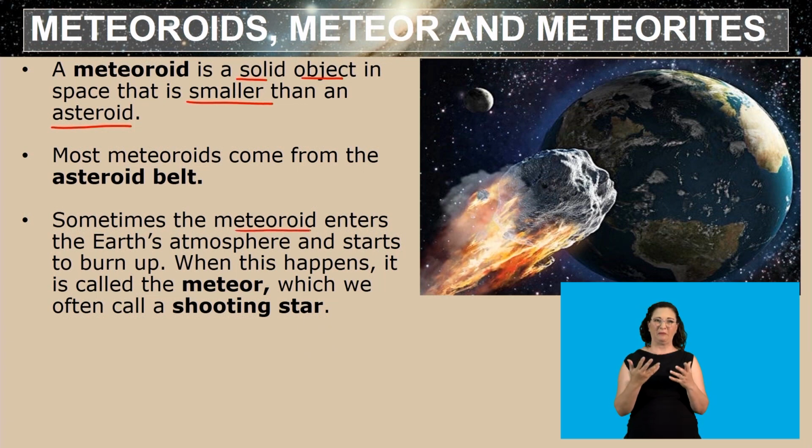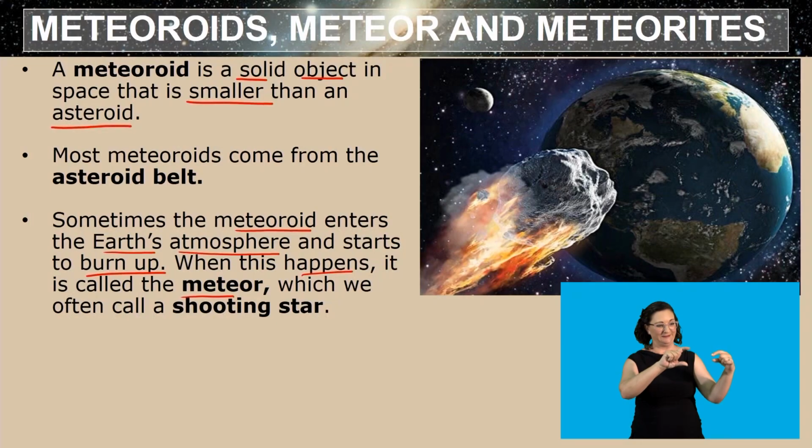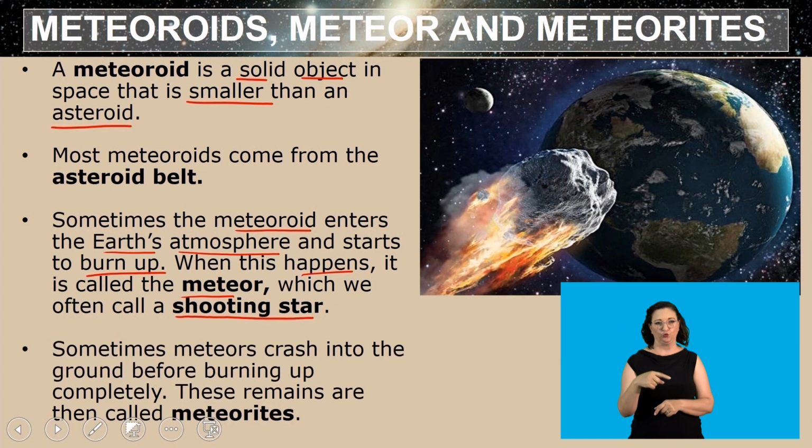Sometimes the meteoroid can enter the Earth's atmosphere and start to burn up. When this happens, it is called a meteor. So it becomes a meteor when it enters the Earth's atmosphere and starts to burn up. When it doesn't enter the atmosphere, when it's still there in the asteroid belt, it is referred to as the meteoroid. It becomes the meteor when it reaches the Earth's atmosphere, and because it burns, normally you call it a shooting star. That shooting star is referred to as the meteor.